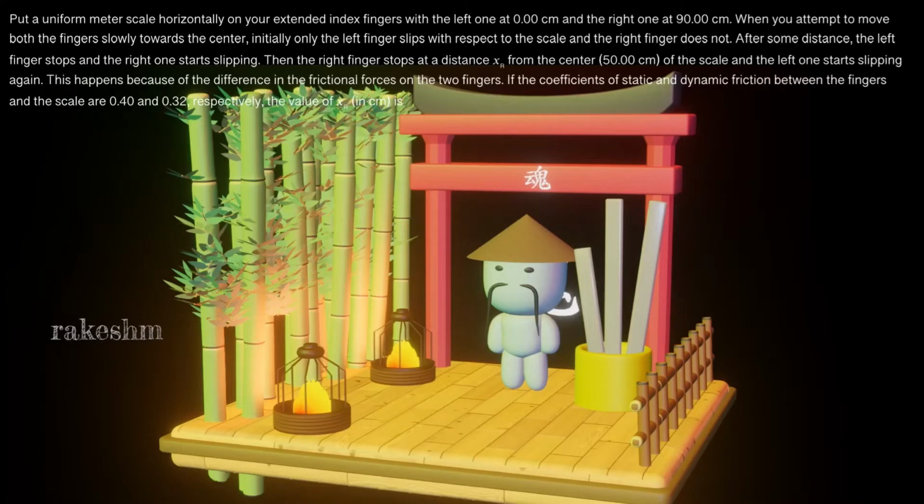Good morning, dear students. Let us have a look at this question from JEE Advanced 2020. This question is from the rotation chapter. So let us first analyze the question.